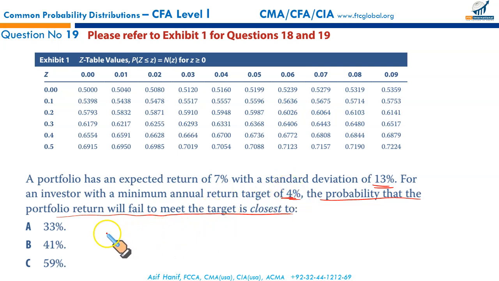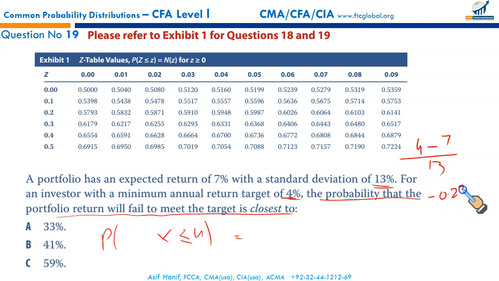We are looking for the probability of X being less than 4. So we need to first convert this into a z-score. It's going to be 4 minus the mean upon the standard deviation, which is 13. So 4 minus 7 upon 13. It's a negative number, negative 0.2307.